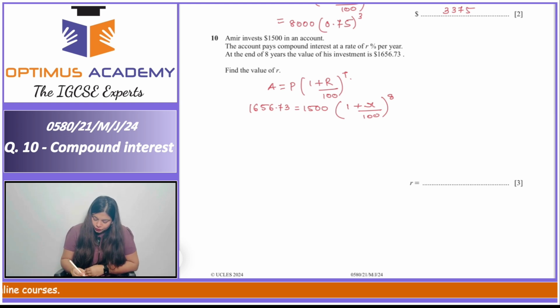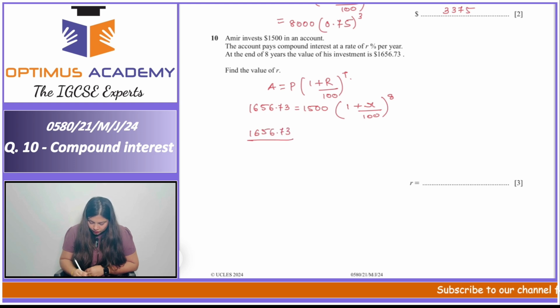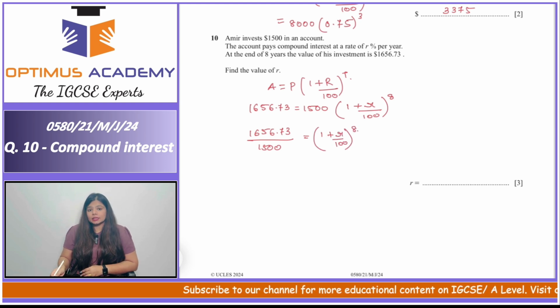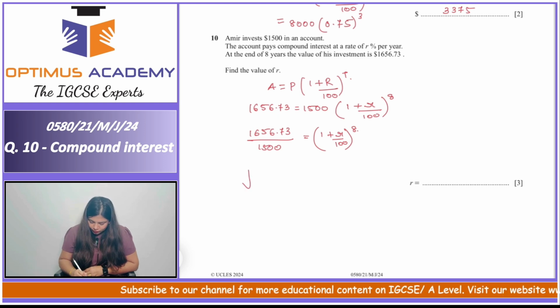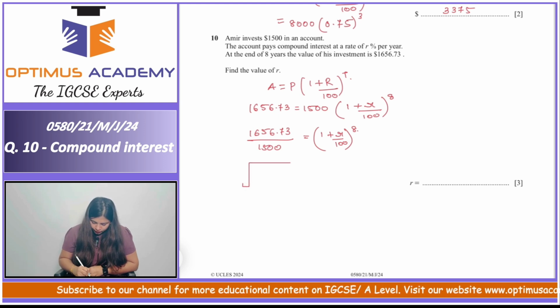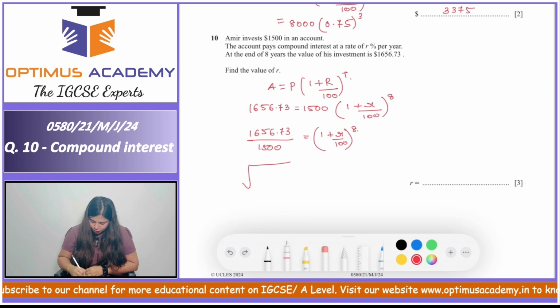Now, we're going to first divide by the principal. So 1656.73 upon 1500 is equal to 1 plus R upon 100, raised to 8. Sending the power 8 to the other side, we know we have to find the 8th root of the value that we are getting after division.